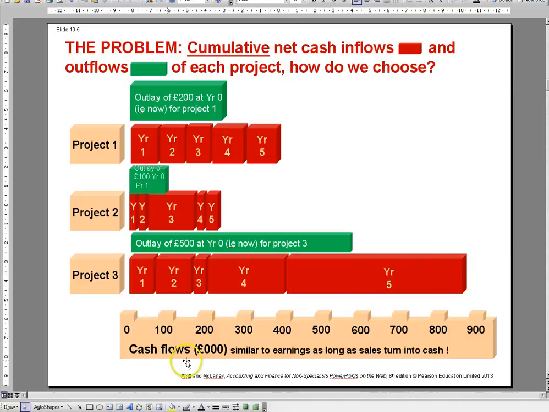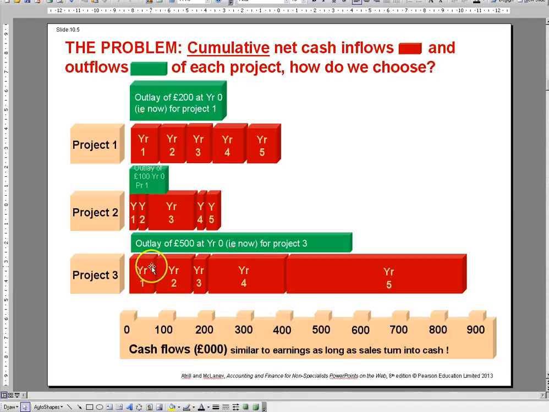Okay, so remember, this is cash flows, similar to earnings as long as sales turn into cash. And this is cumulative, so that is the total at the end, as I've been saying. Year 1 cash flow is 100,000 for that one. Year 2 is 100 to nearly 200. Year 3 is increasing that amount to a bit over 200. Year 4 is from 200 to 300, and year 5 is from 300 to 400. So the last 2 years about 100,000 a year.